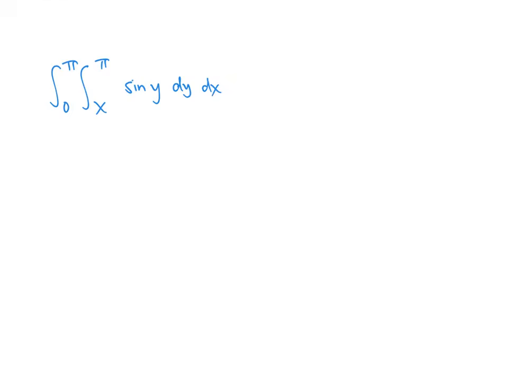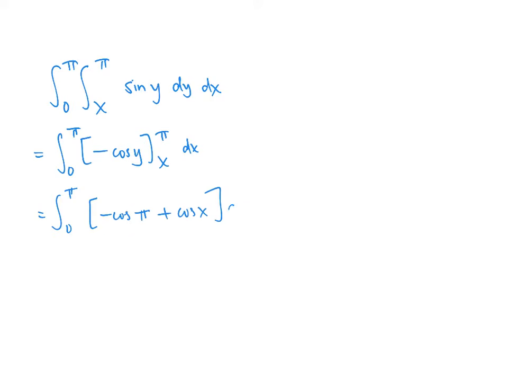So now we do our next integral working from the inside out. The antiderivative of sine of y is negative cosine of y, evaluated from x to pi. When we plug in pi, we get negative cosine of pi minus the minus cosine of x. Cosine of pi is minus 1, so that's just 1 plus cosine x.